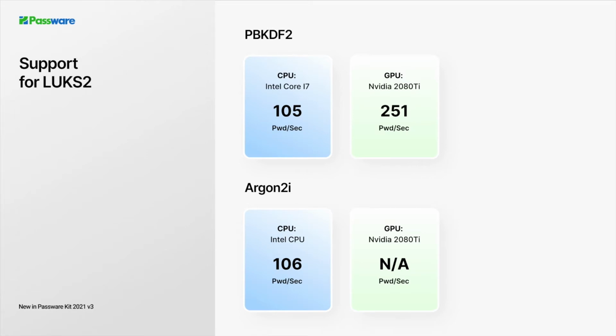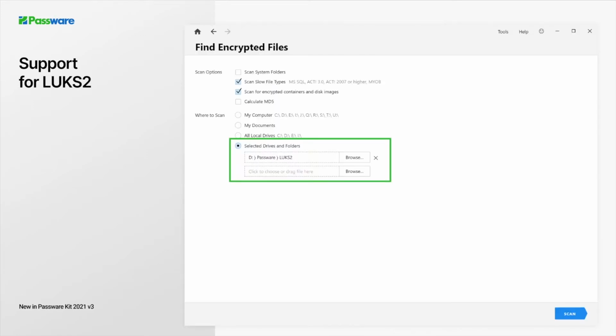This version of Passware Kit makes it possible to recover user passwords for disk images encrypted with PBKDF2 or Argon-based algorithm methods. Password recovery for PBKDF2 key slots can be accelerated on GPUs and reaches speeds of 251 passwords per second on a single NVIDIA 2080 Ti. Besides decryption, Passware Encryption Analyzer detects LUKS 2 disk images.